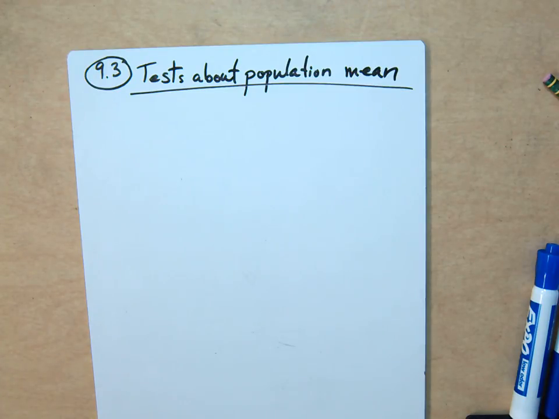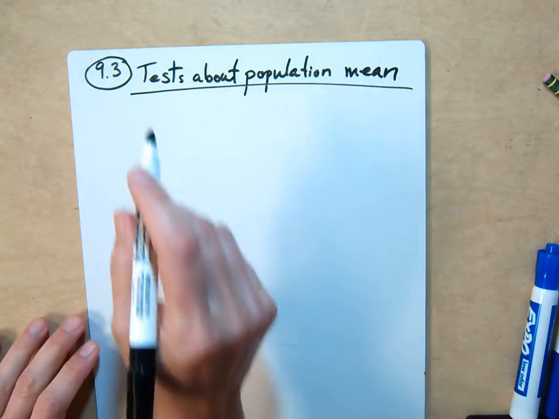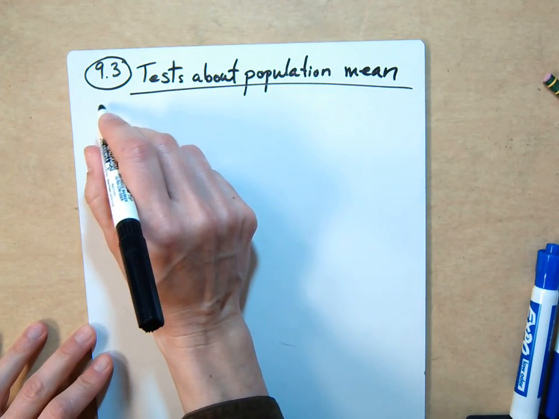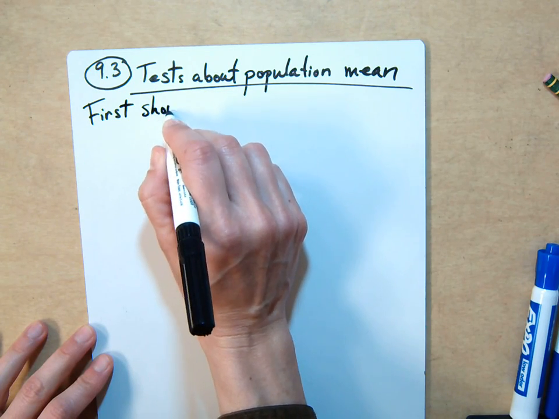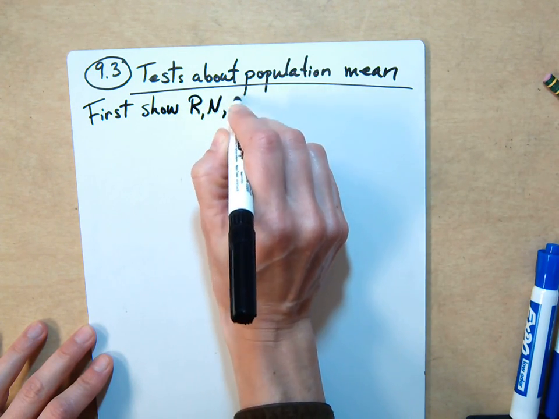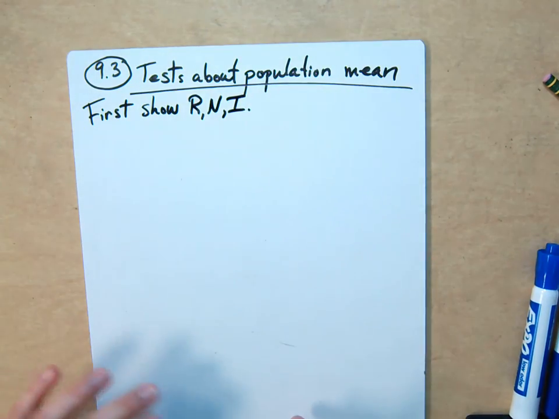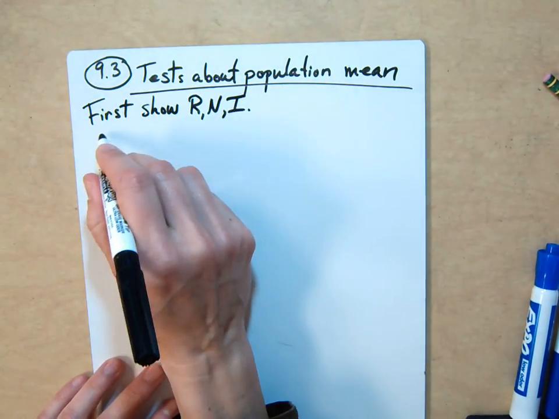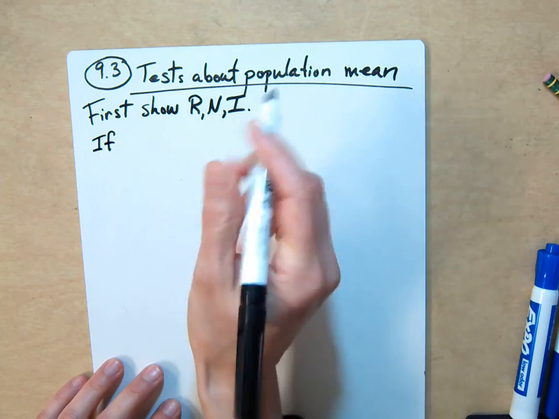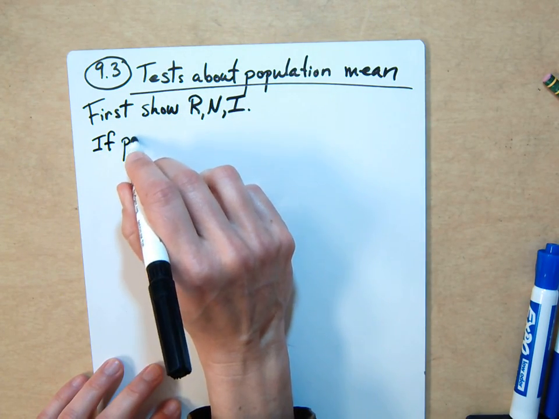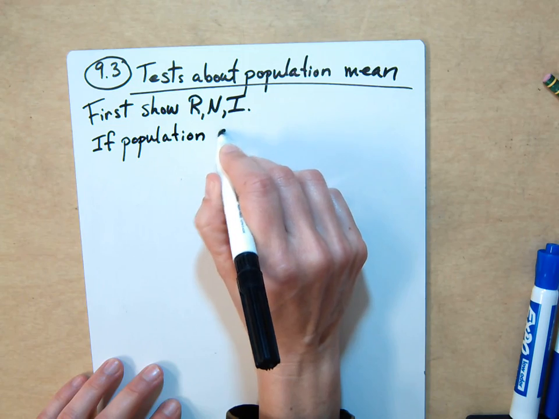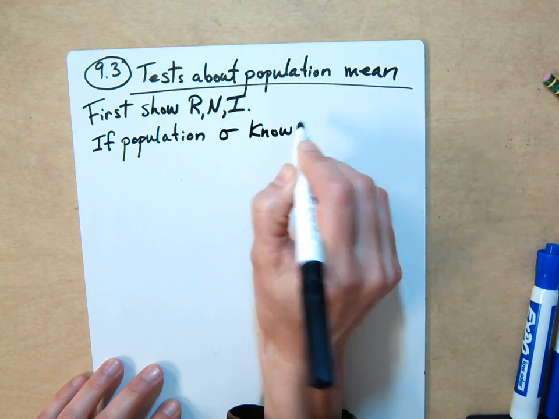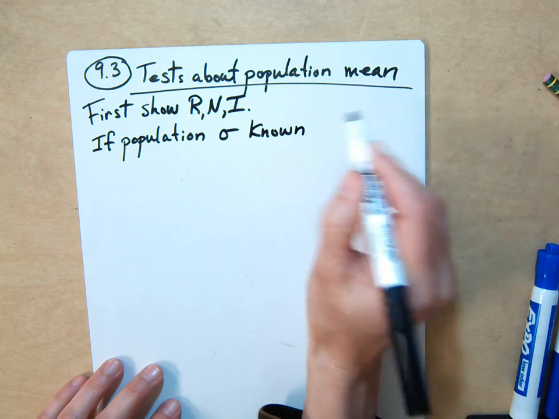Notes for section 9.3, tests about a population mean. Of course, to do the test, we first have to show the conditions are met. So I'll just write first show R and I. Then, if the population standard deviation is known, which isn't typical, but I just don't want you to forget that it's possible, then we would still do a z-test.